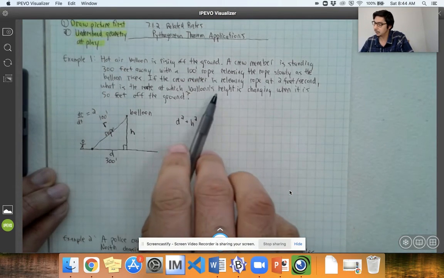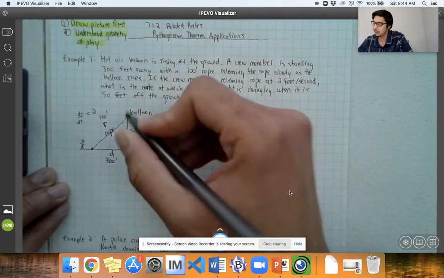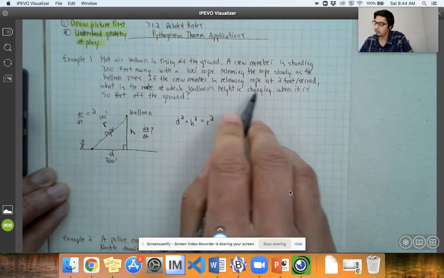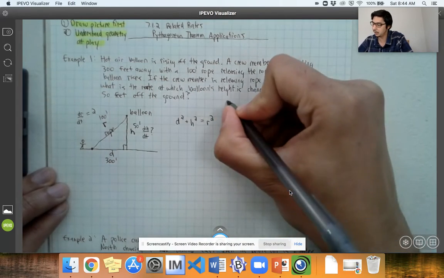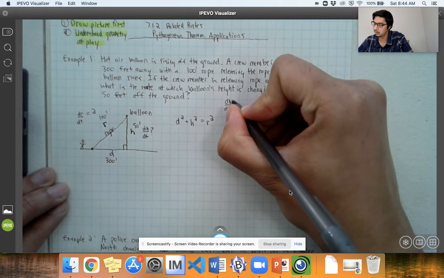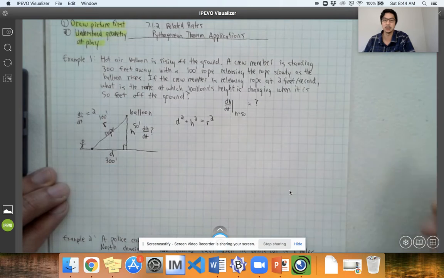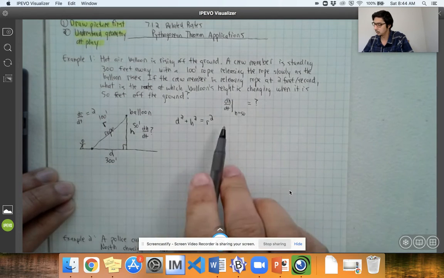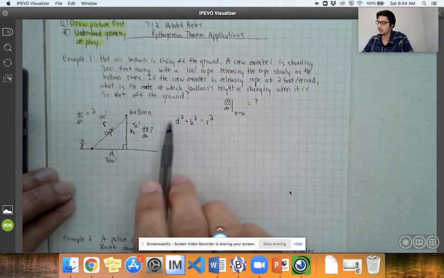And we want to know what is the rate at which the balloon's height is changing. So basically what's being asked is what's dh/dt when it is 50 feet off the ground. So that's the big question here: what is dh/dt when the height is 50? That's what we're trying to solve in this problem. Now, we don't have to do the Pythagorean theorem here. We already have the lengths of the three sides, so let's look at the rates.